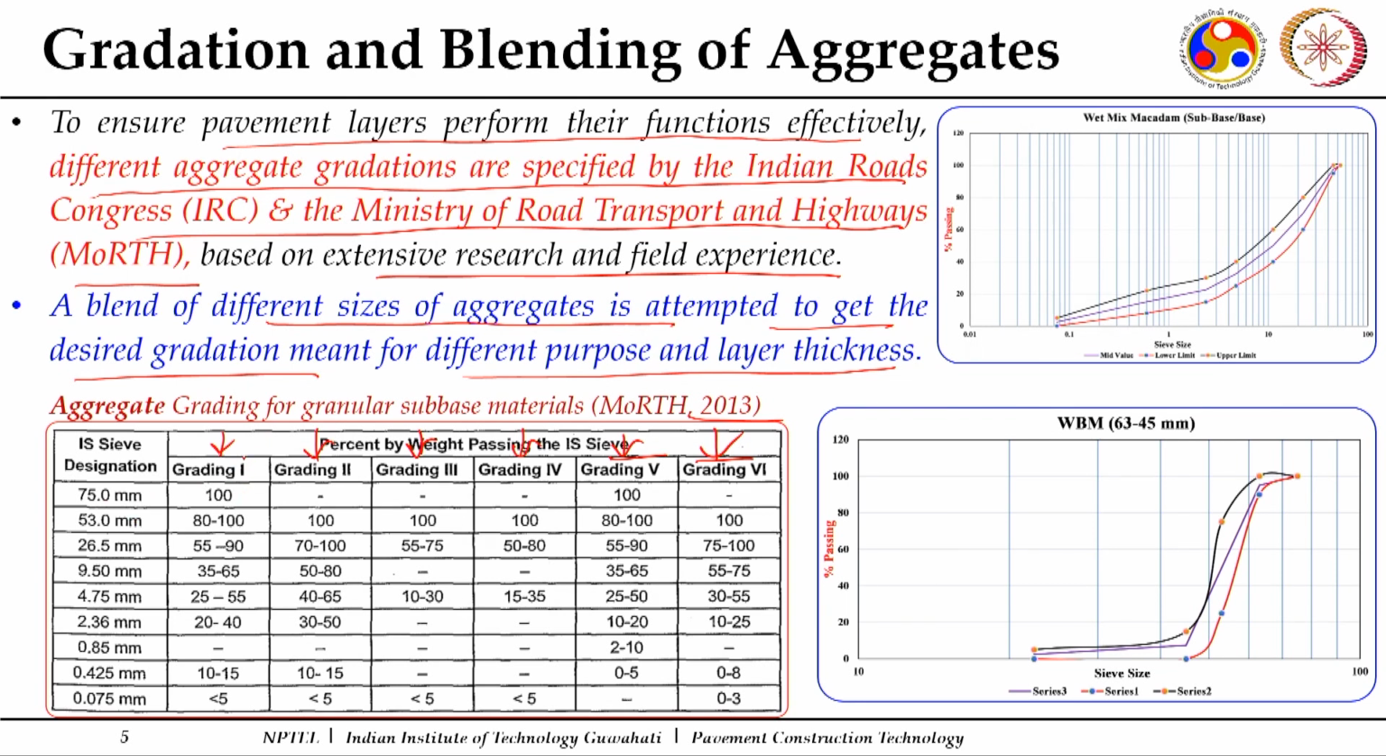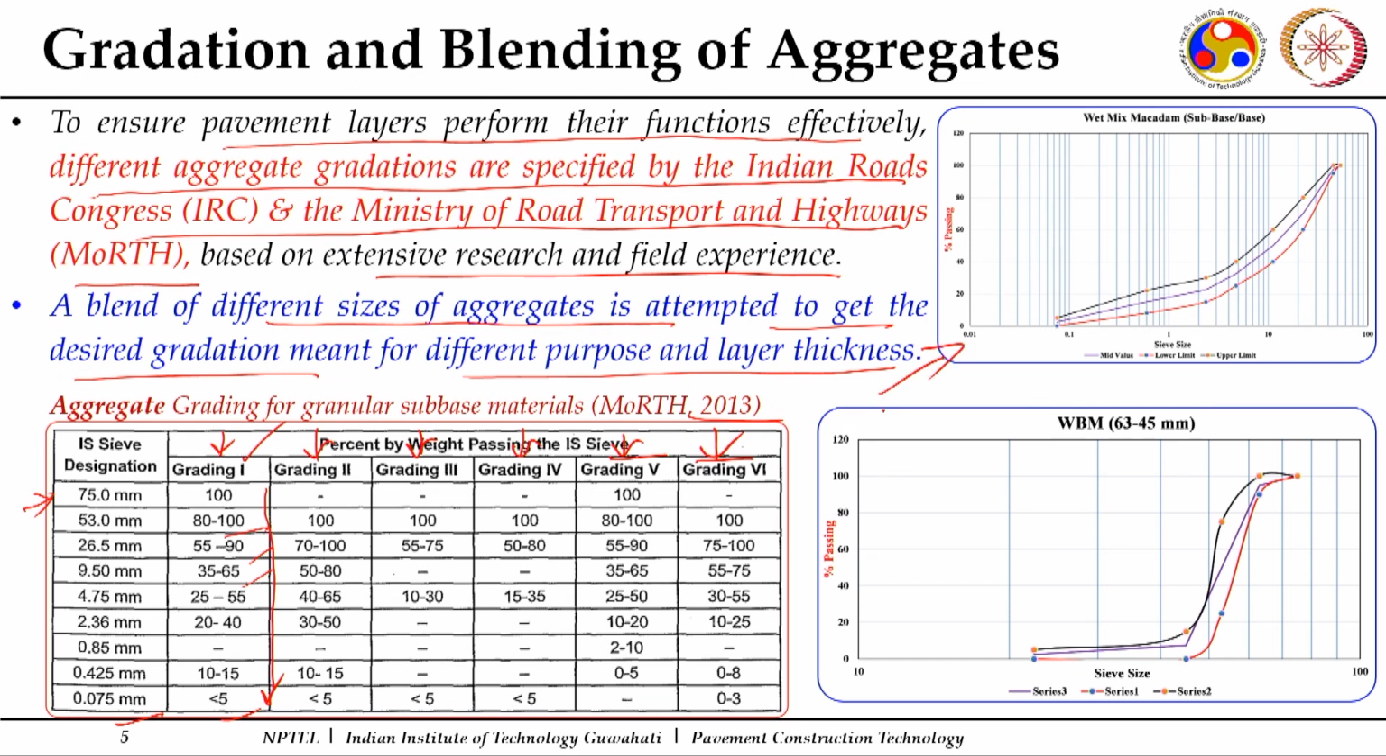Now, if grading 1 is to be used for a specific purpose, then the material under this category should be 100% passing the 75 mm sieve size, 80 to 100 at 53, 26.5, 55 to 90, 9.5, 35 to 65. So, a range is given, and also from 75 micron the material passing is lesser than 5%. Similarly it is there for other gradation requirements also. Now, this is for granular subbase course.